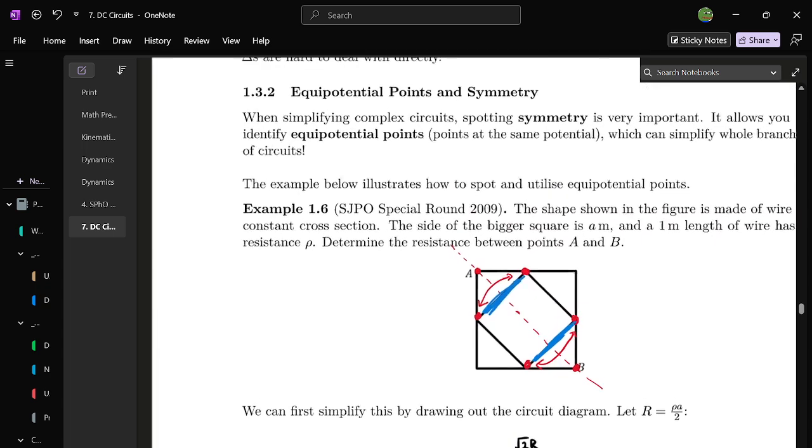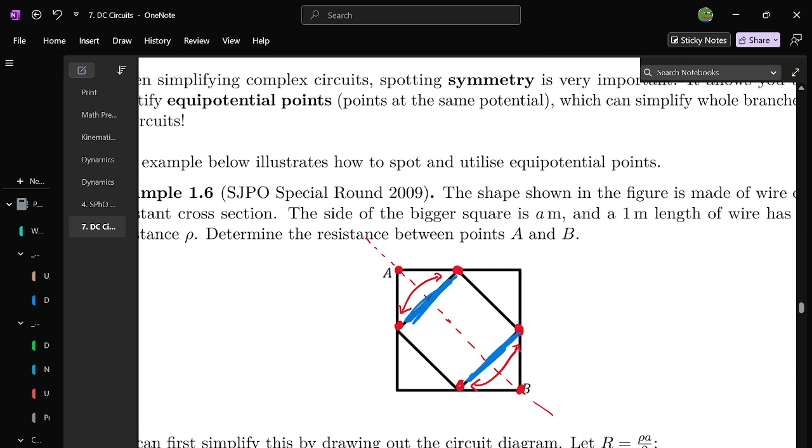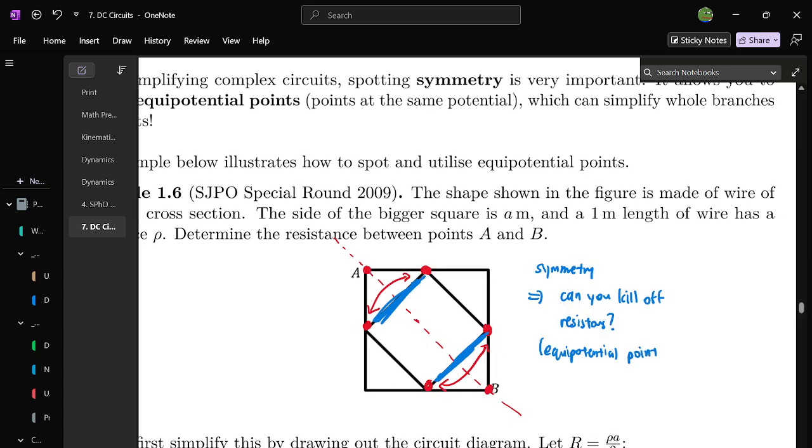It's quite important to understand this because whenever you have symmetry, your goal should always be to kill off resistors by looking for equipotential points, which are basically points of the same potential. And if you can, then replace them with wires of 0 resistance connecting them, because it doesn't matter, no current will flow through anyway.